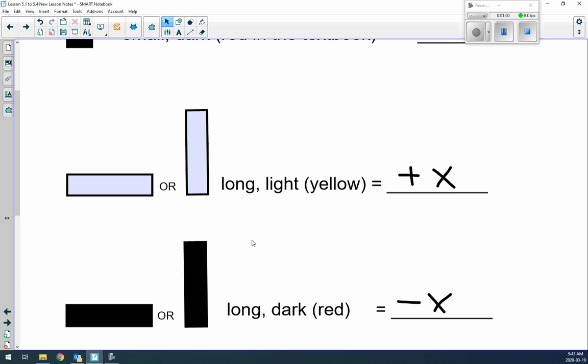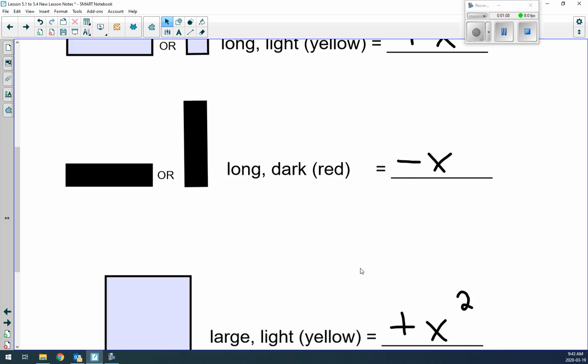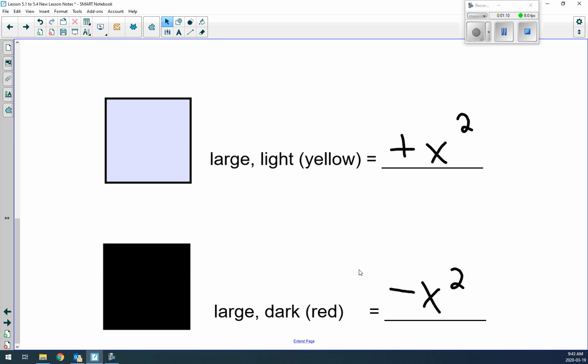The rectangles can represent any variable. Pick a variable and stick with it throughout. The light ones would be +x, the negative ones would be -x. And then the large ones are the variable squared. So this would be +x squared and -x squared. Okay, so we're going to use those to represent different things.